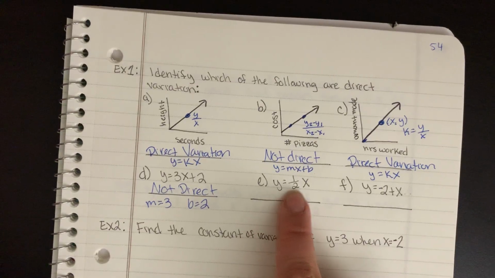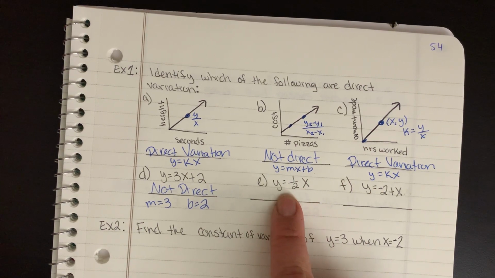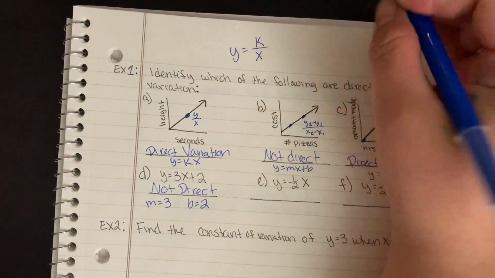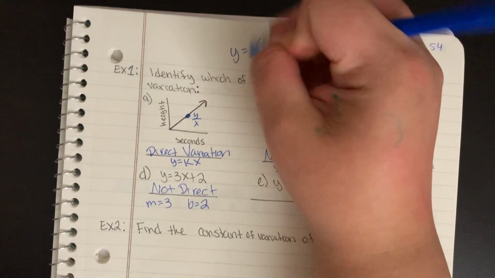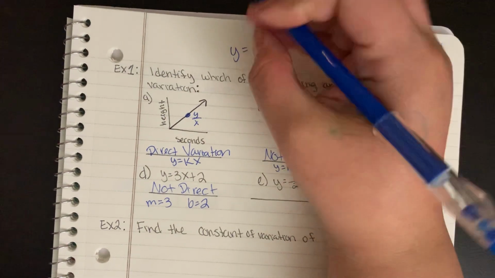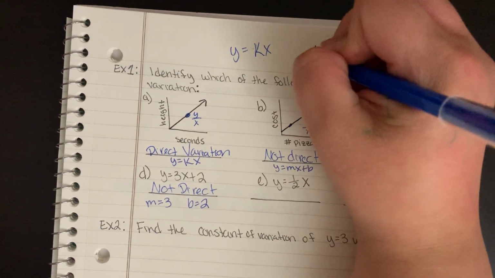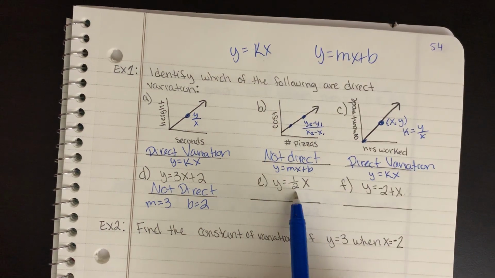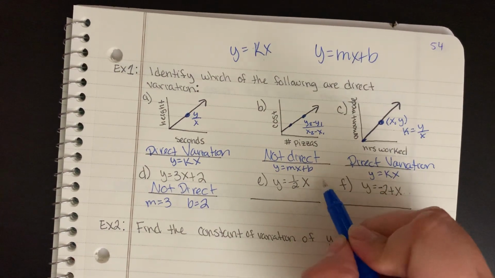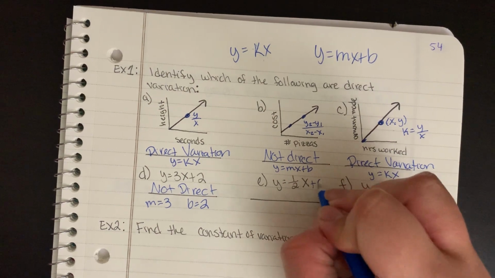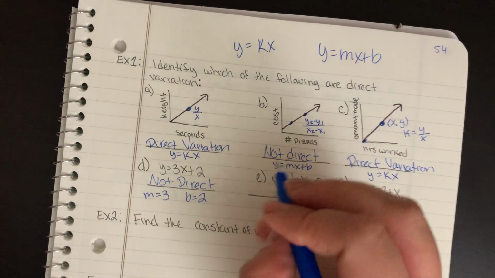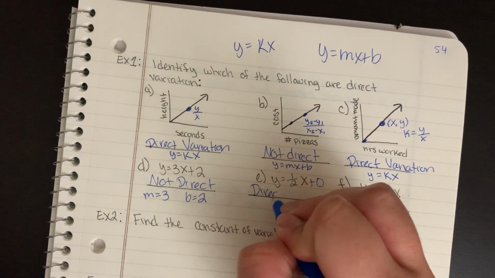So E, y equals 1/2 times x. Okay, again, comparing it to y equals kx or y equals mx plus b. Which one does it mimic? Well, we can see that there's nothing here, so that means that's plus 0, which means my y-intercept is 0. So this is direct variation.